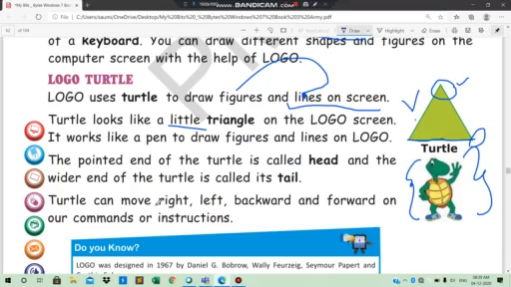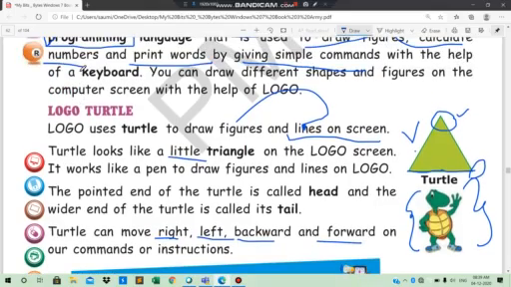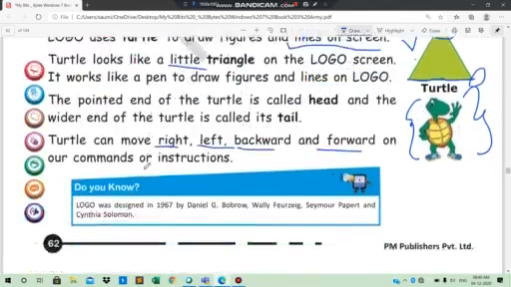So turtle can move right, then left, then backward and then forward on our command. ठीक है, same thing I have told you that Logo is a programming language and it helps the computer to work according to the command.